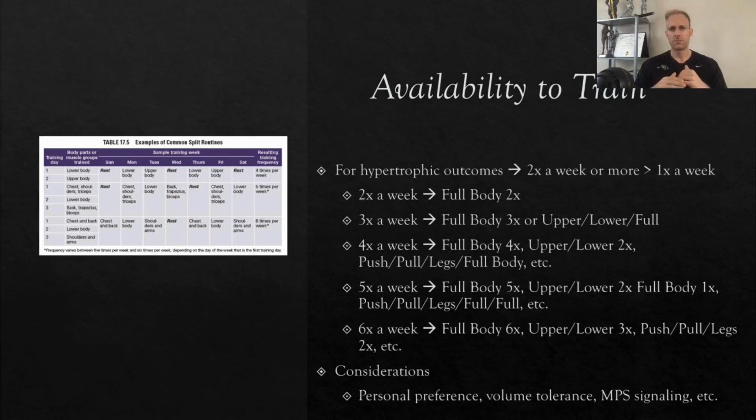But here I gave you some different ways that you can split up your training based off of the availability to train, making sure that we hit every body part or every muscle group at least twice a week. So if you've only got 2 days a week of training, you're in the 2 time a week group, you have to do full body 2 times a week. 3 times a week, you can do full body 3 times. Maybe you do an upper lower full 4 times a week. Maybe you're going to do full body 4 times a week, upper lower, cycle that 2 times through, push pull legs, and then full body.